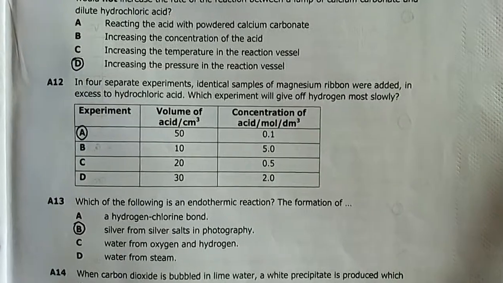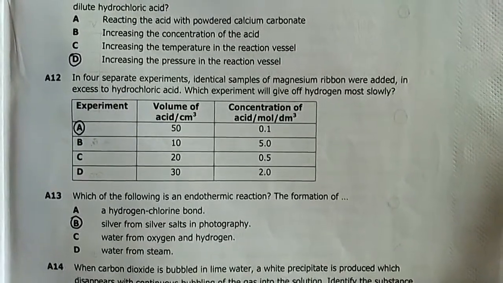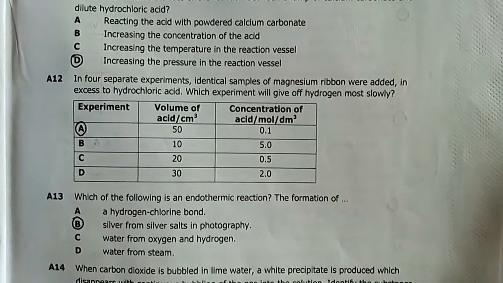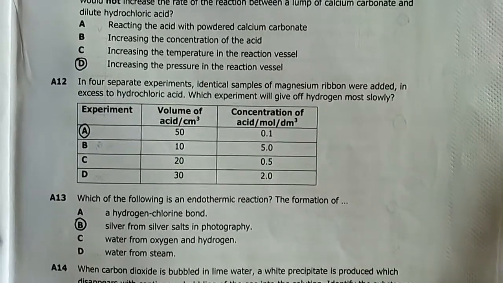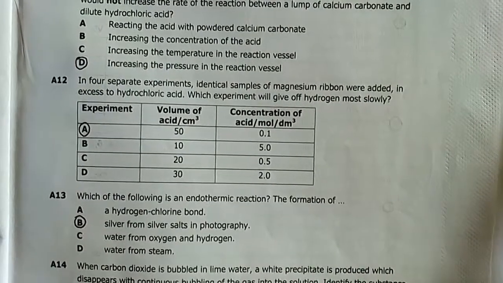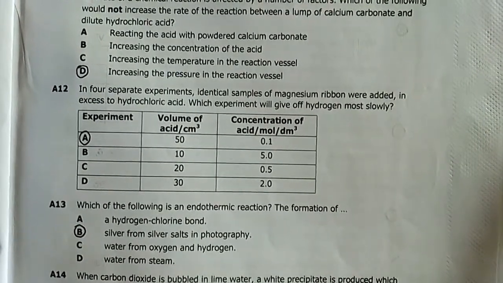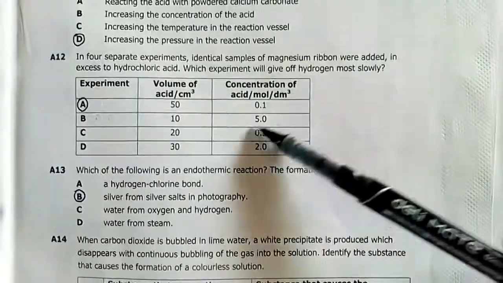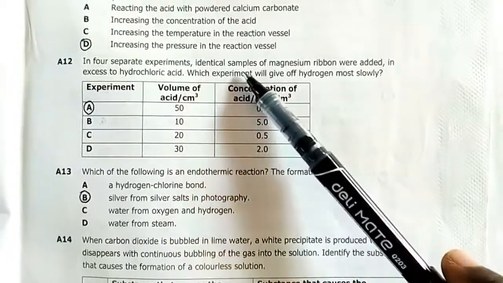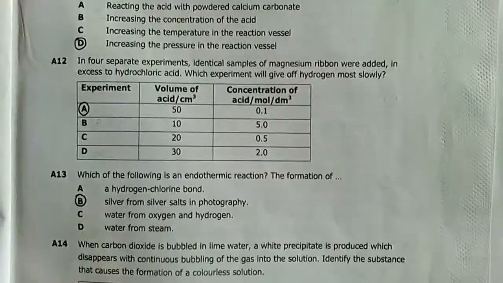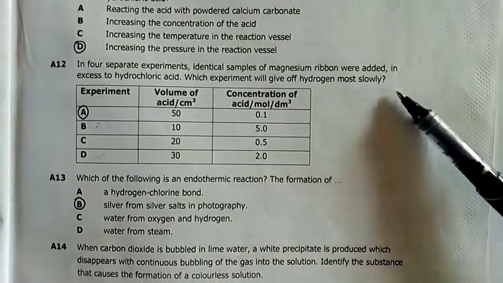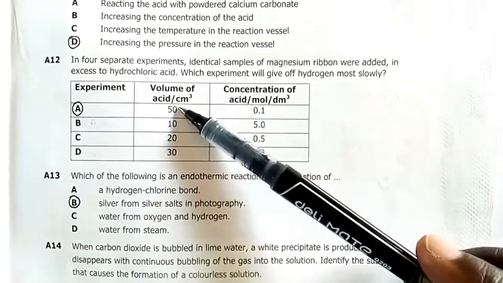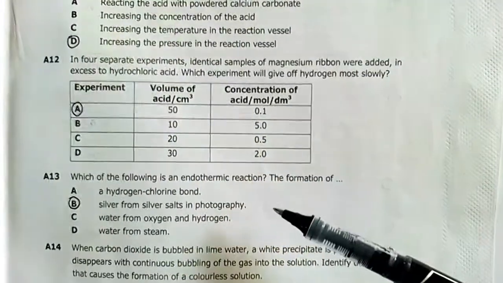Number 12, in four separate experiments, identical samples of magnesium ribbon were added to an excess of hydrochloric acid. Which experiment will give off hydrogen most slowly? We've got identical samples of magnesium ribbon, magnesium metal. So volume of hydrochloric acid and then concentration. You have to relate volume to concentration. My answer is A.